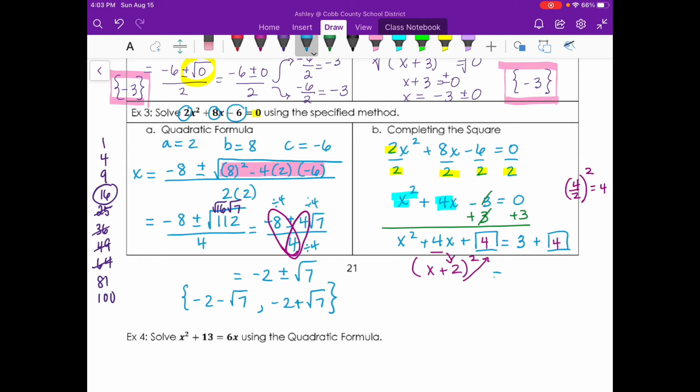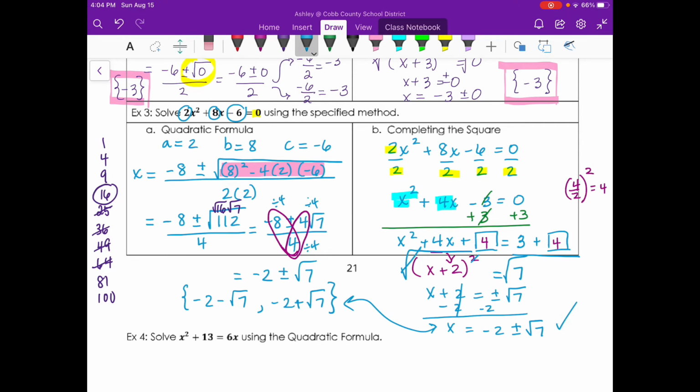We have 7 on the right-hand side of the equation when we actually go ahead and add these two numbers together. And we are ready to take the square root of both sides. So square root here and square root here will eliminate that square power. So we have x plus 2 equals plus or minus radical 7. Radical 7 does not simplify. It cannot be divided by a perfect square. So now we'll subtract 2 and get x equals negative 2 plus or minus radical 7, which we see is the same solution that we got when we used the quadratic formula.